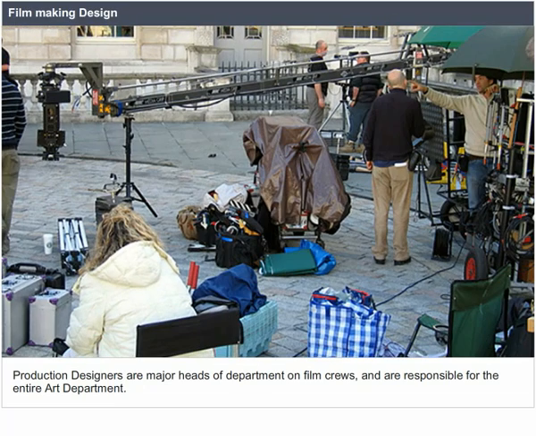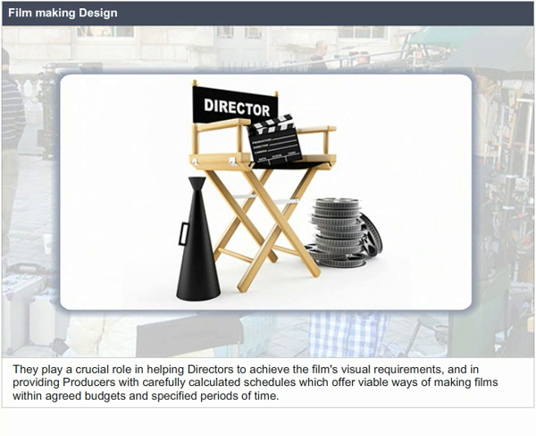Filmmaking Design. Production designers are major heads of department on film crews and are responsible for the entire art department. They play a crucial role in helping directors to achieve the film's visual requirements and in providing producers with carefully calculated schedules which offer viable ways of making films within agreed budgets and specified periods of time.